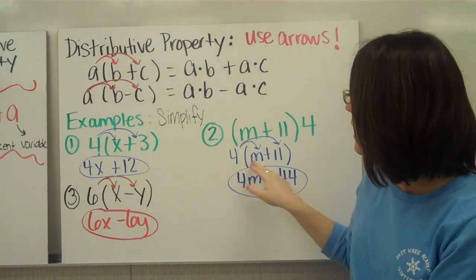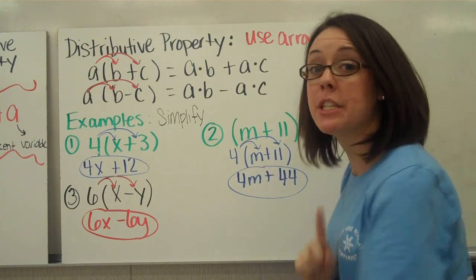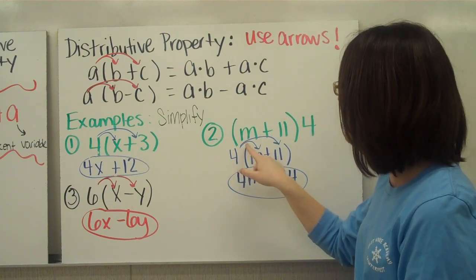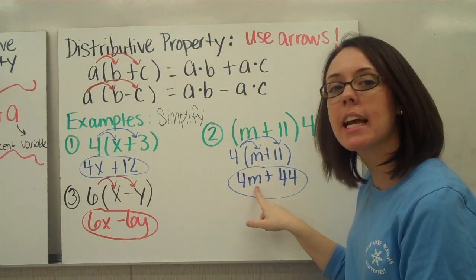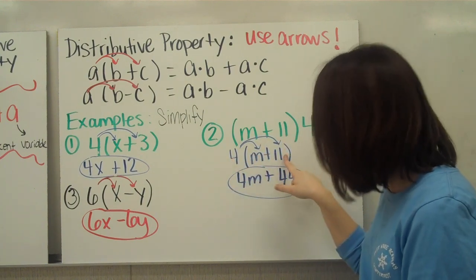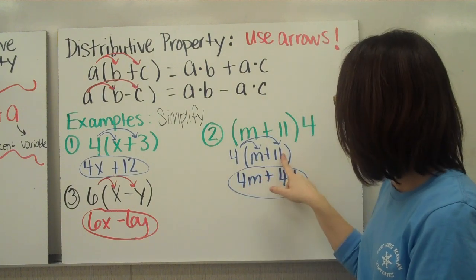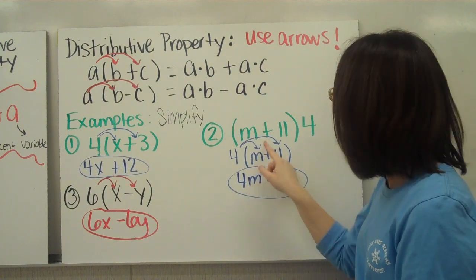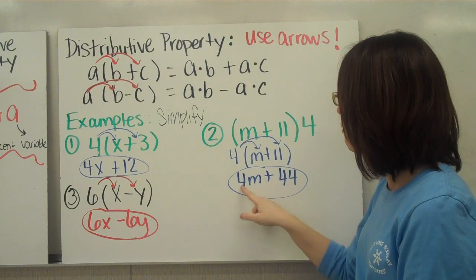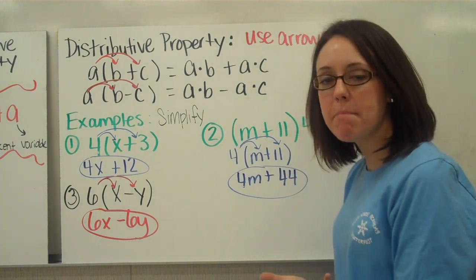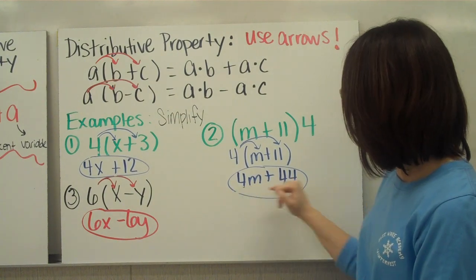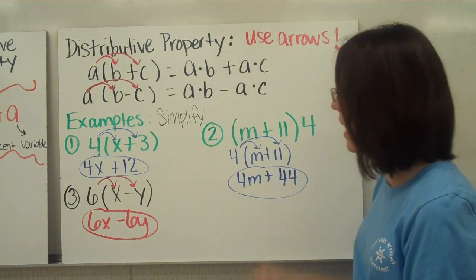4 times the quantity m plus 11. Let's use those arrows. 4 times m, that is 4m. Second thing, 4 times 11. 4 times 11 is 44. Again, bring down your addition symbol. 4m plus 44. That is in simplest form. You cannot combine those terms because this has an m and this doesn't, so you can't combine.